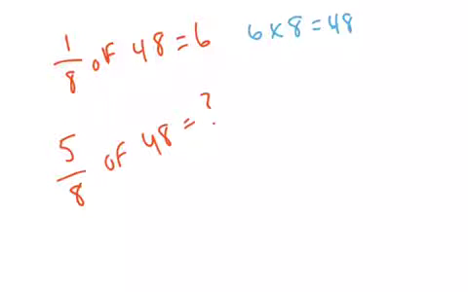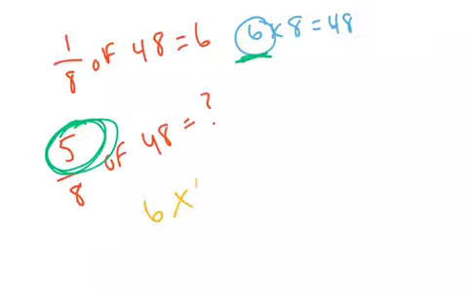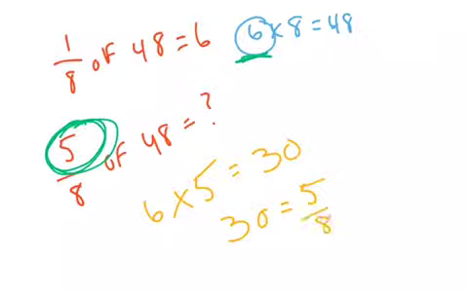So we have to take that number 6 here and multiply it times the numerator in the second problem in order to figure out what 5/8 of 48 would be. If 1/8 is 6, I multiply the numerator of the second problem times that 6 in order to figure out what 5/8 of 48 is. So all I'm going to do is 6 times 5, which equals, we know, 30. So that means that 30 equals 5/8 of 48.